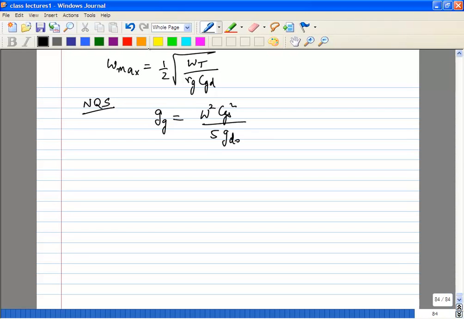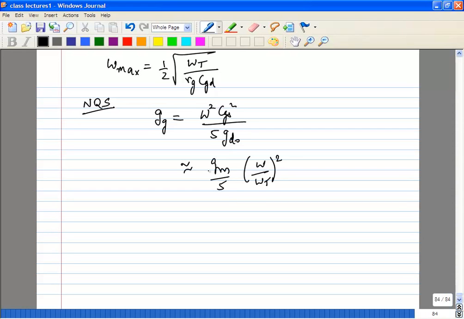Okay, omega squared Cj squared over 5 Gd0, and Gd0 is the Gd at Vds equals 0. We'll come back to this in one of the next few classes. If you can show that Gd0 is approximately Gm, again we'll show that in a later class, then if you make that approximation, you can come up with an expression in terms of omega t.